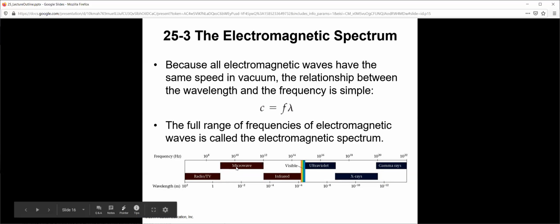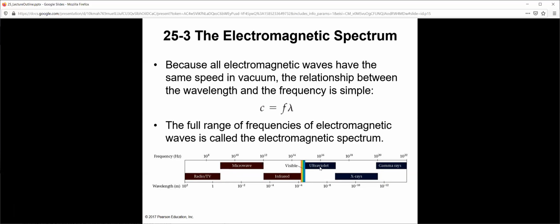Up from radio, you got microwaves. This is what your microwave uses here. Infrared or IR, this is the heat signature waves that we see, right? Visible light band, the colors of the rainbow, Roy G. Biv, showing this little tiny swath between infrared, below red, and ultraviolet, above violet.